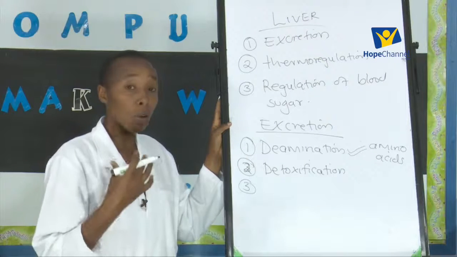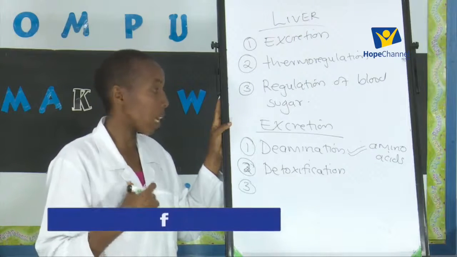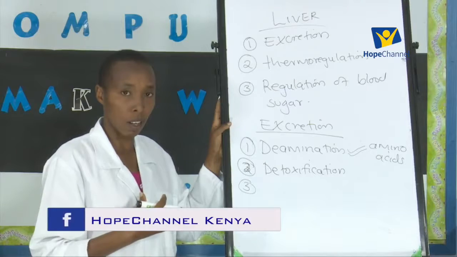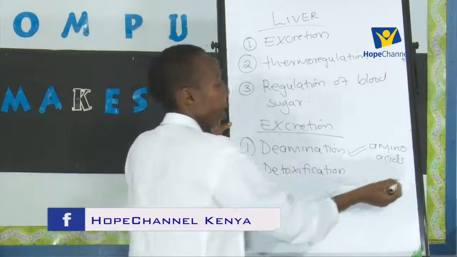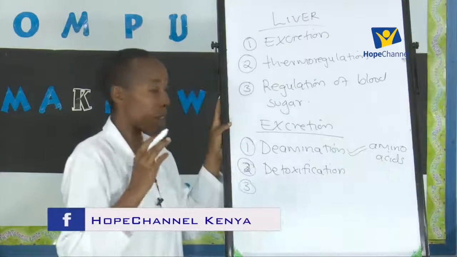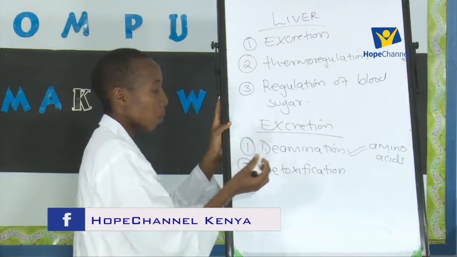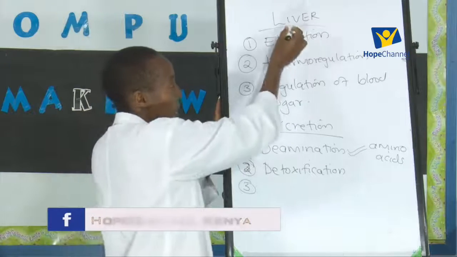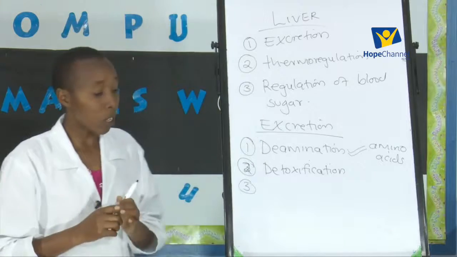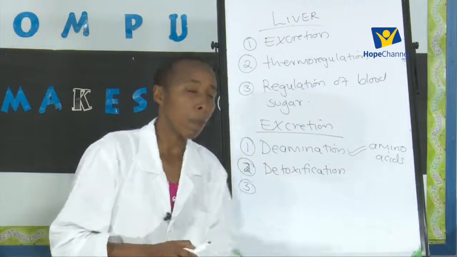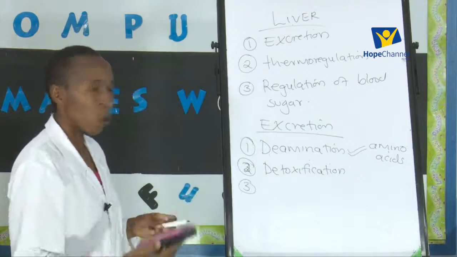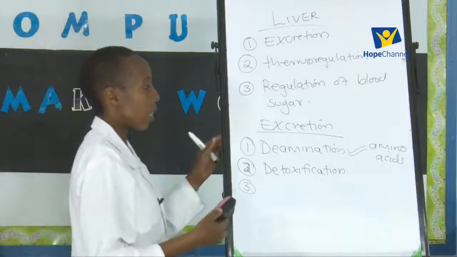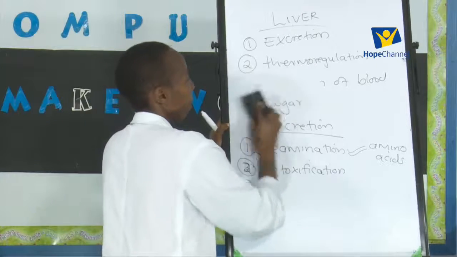Our bodies do not have a mechanism of storing excess amino acids. So the excess amino acids are eliminated from the body system through the process of deamination, and this process takes place in the liver. Briefly, I want to explain how deamination takes place as a process of excreting excess amino acids.